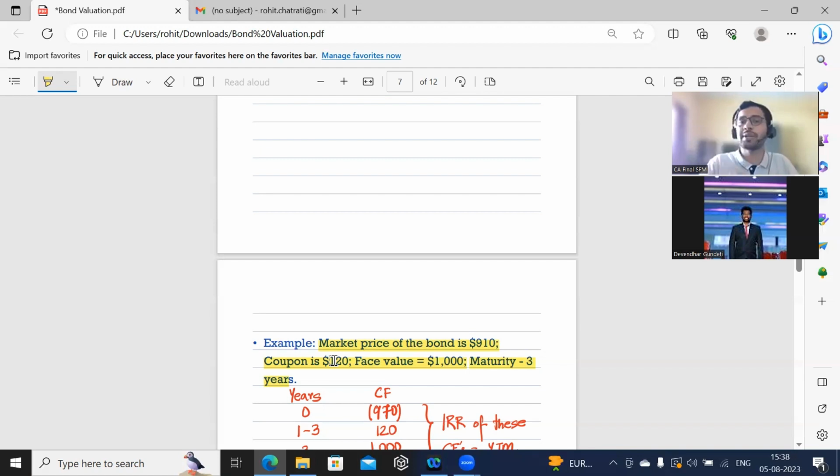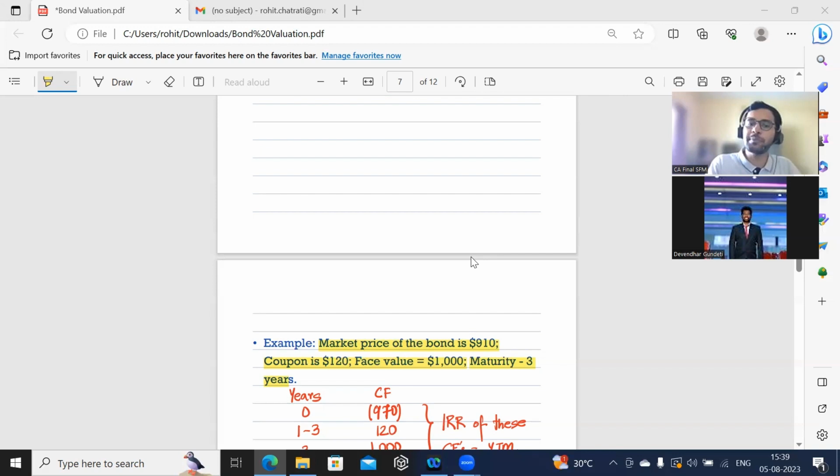Because you're earning capital gains of $90. That $90 capital gain should actually translate into a higher return for you. And therefore, even before you start calculating, you should know that the IRR that you're going to calculate will actually be greater than 12 percentage. The return that you're going to get from this bond is greater than 12 percentage. You should already know that before we proceed.